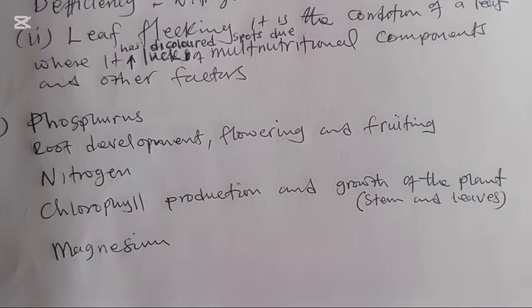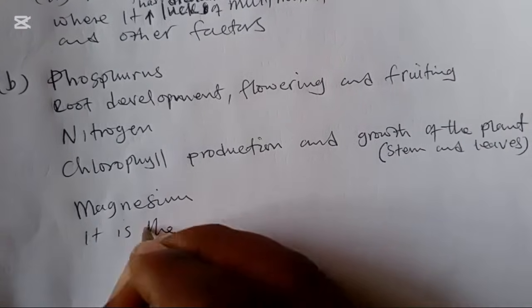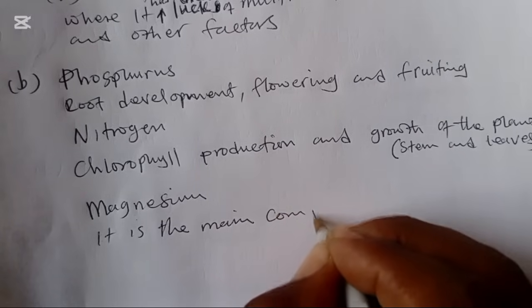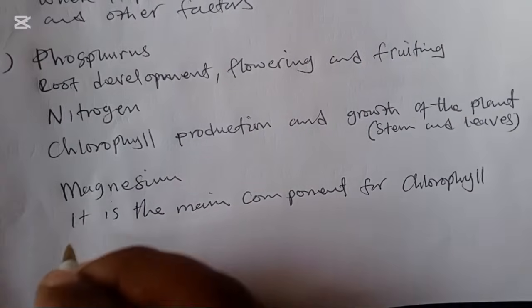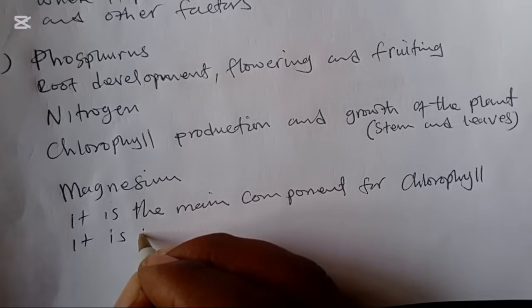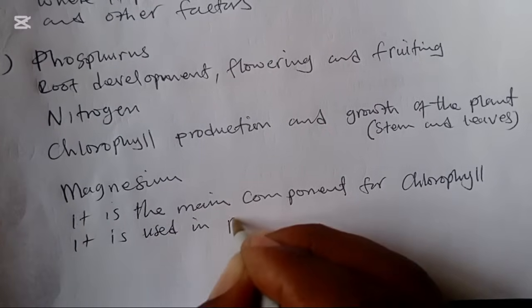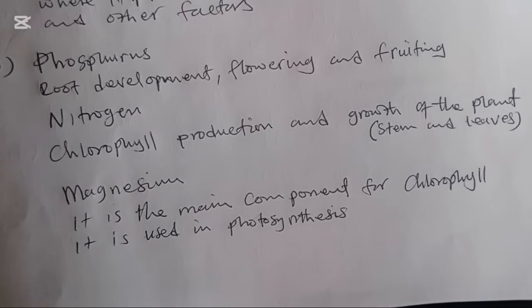Then we have magnesium. Magnesium is the main essential element for chlorophyll, not forgetting photosynthesis. Magnesium is also used for activation of enzymes.